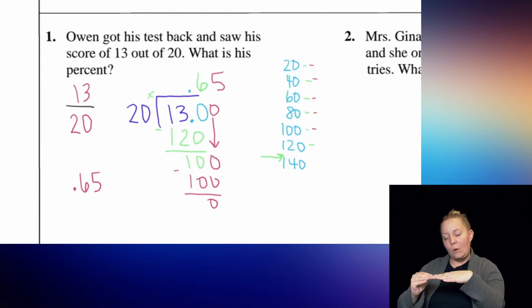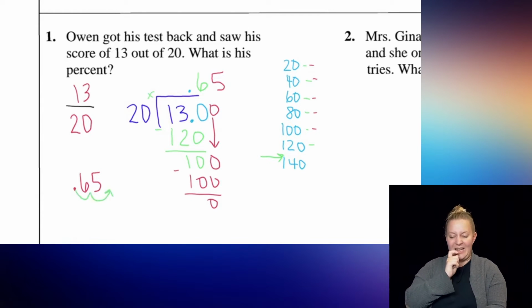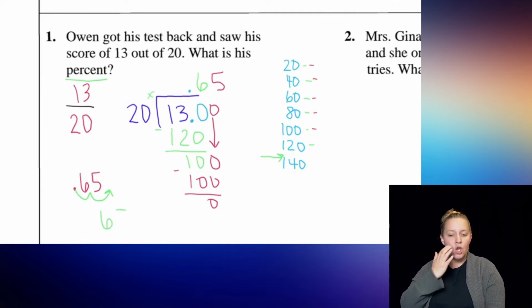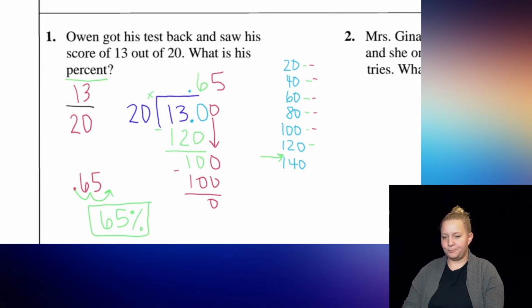And then on all of our homework assignments up until now, you take this decimal and you move it 2 places to the right, because the question says, what is his percent? So therefore, when I move it 2 places to the right, I know that his percent is 65% on that homework assignment.